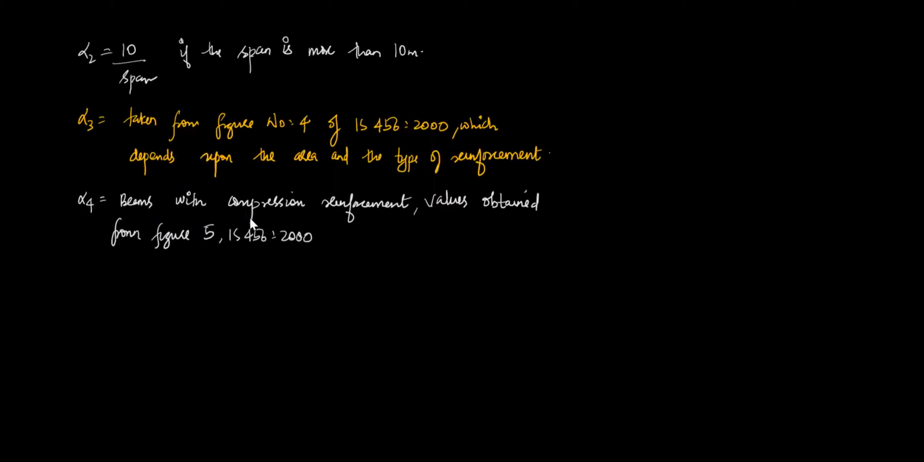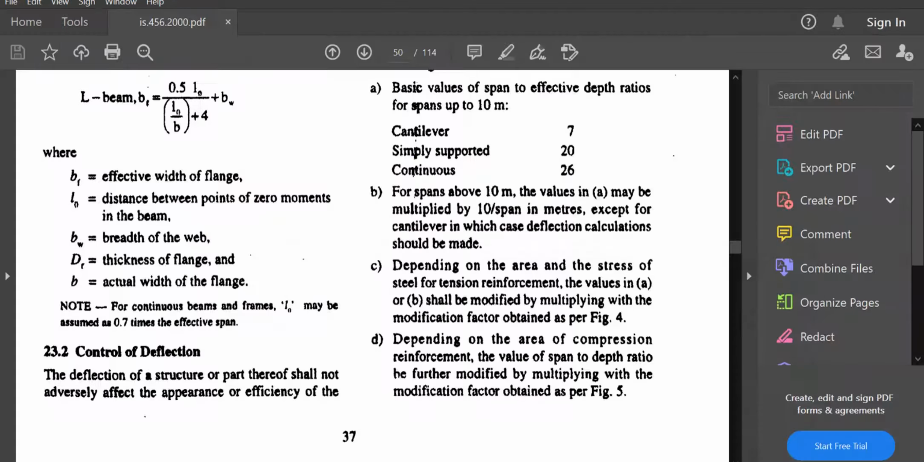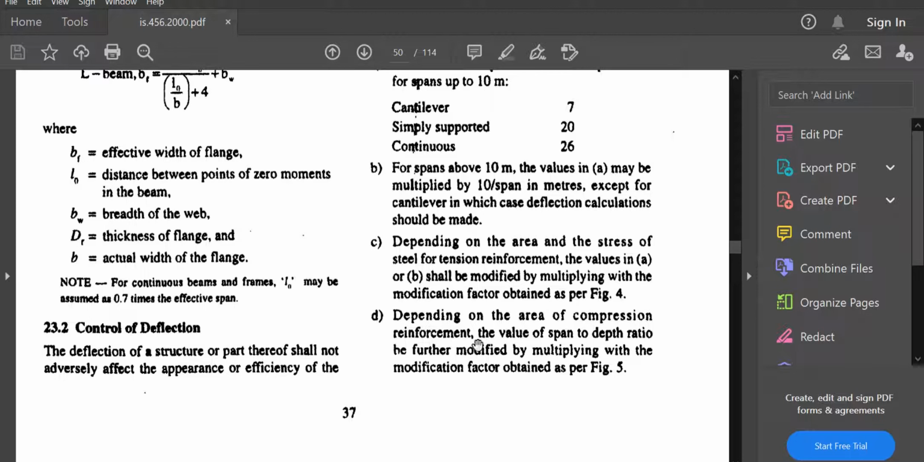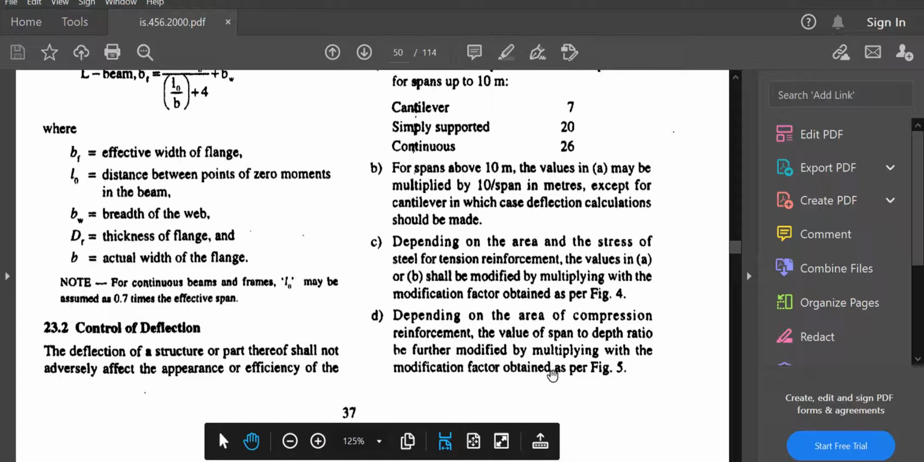Alpha 4 means beam with compression reinforcement, with values obtained from figure number 5 of your IS 456. Depending on the area of compression reinforcement, the value of span to depth ratio should be further modified by multiplying with the modification factor as obtained in figure number 5. That is, the span to depth ratio obtained from alpha 1, alpha 2, alpha 3 must be multiplied with the modification factor as given in figure number 5.